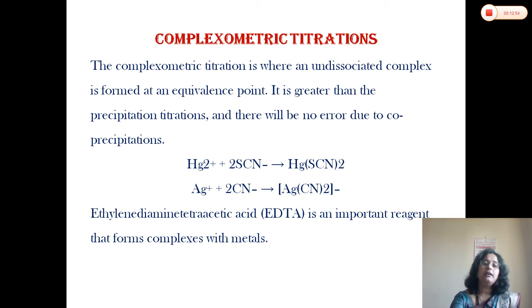Here you can see mercury with a +2 charge, when reacted with thiocyanate, forms a mercuric thiocyanate complex, or when silver reacts with cyanide, it forms a silver cyanide complex.